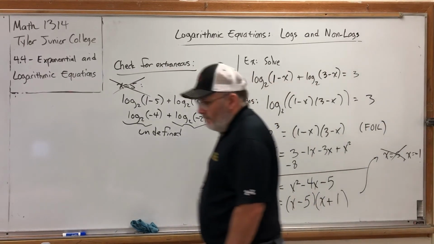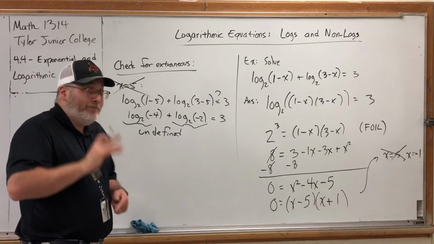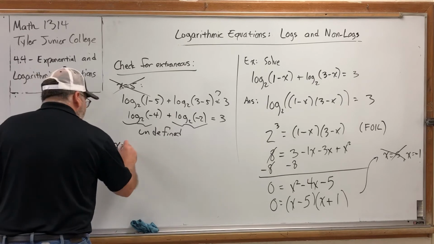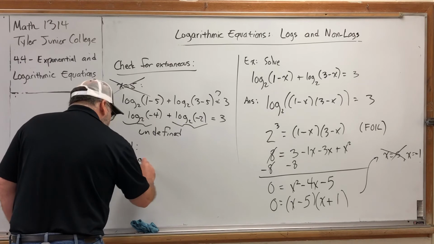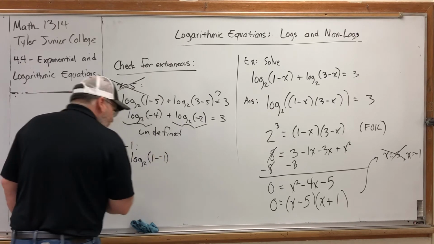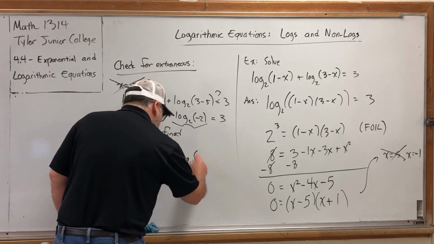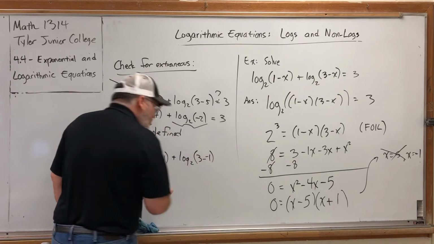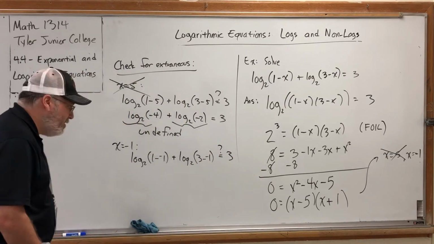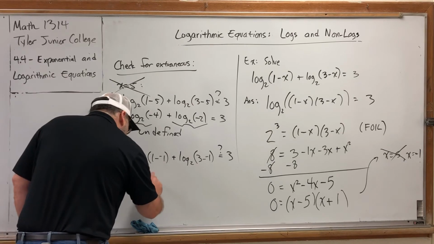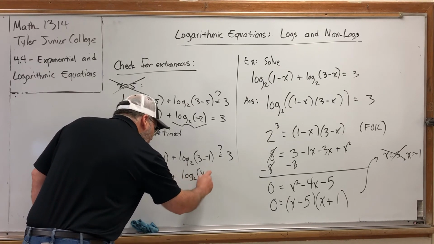A lot of people think, well, the 5 is good and the negative 1 is bad because 5 is positive and negative 1 is negative. But watch this. If we check x equals negative 1, then the first log becomes log base 2 of 1 minus negative 1, which ends up being positive, plus log base 2 of 3 minus negative 1, which also ends up positive. Is this really equal to 3?